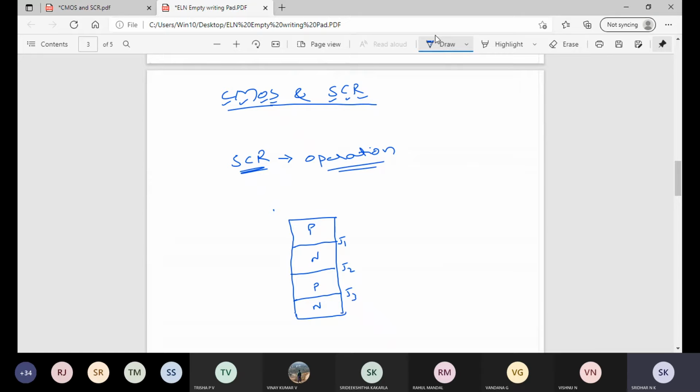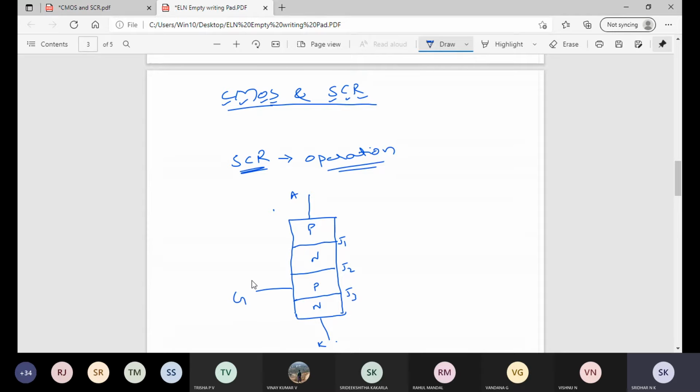Now the gate is taken out from this P region, and this is anode, and this is cathode. Cathode is represented by K, anode is represented by A. So how to explain this working?